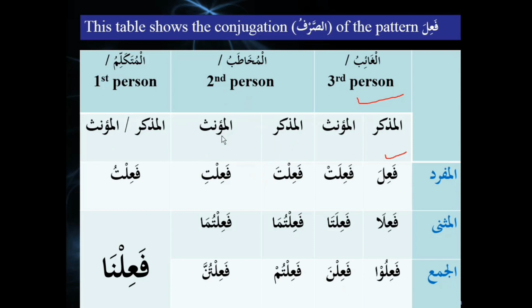In the second person or mukhatab column, we have 6 forms, 3 for muzakkar and 3 for muannas. Fa'ilta, fa'iltuma, fa'iltum, fa'ilti, fa'iltuma, fa'iltunna. And in the first person column, we have 2: fa'iltu for muzakkar as well as for muannas, and fa'ilna for muzakkar and for muannas, and also for musanna and jama.